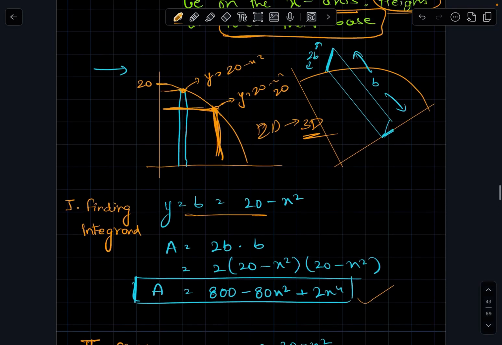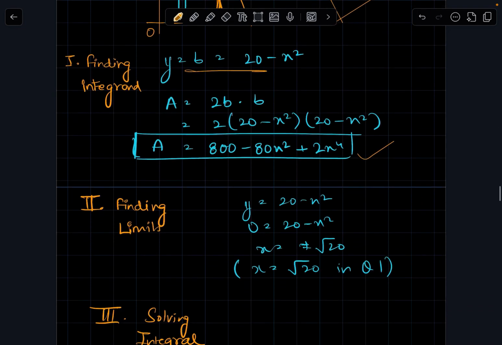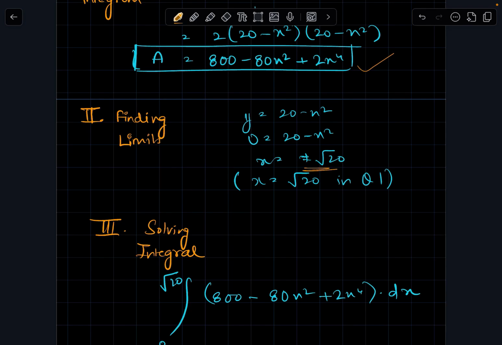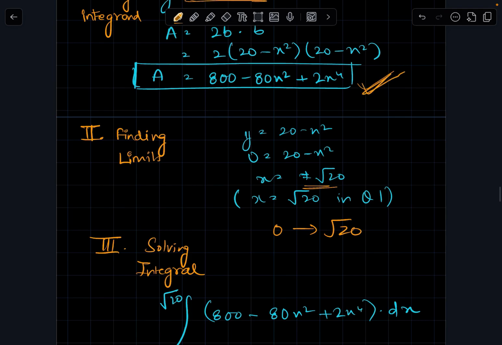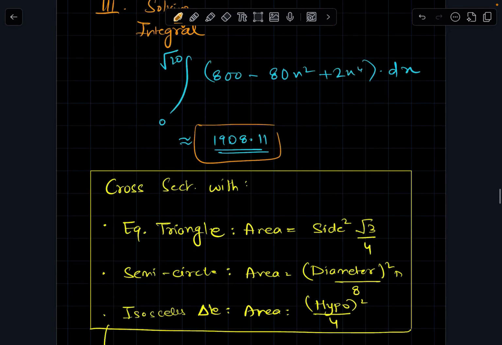Now to find the limits, since we are integrating from x1 to x2, which are two x coordinates, we are going to integrate from 0 to whatever this point is, and that is your root. We're going to be taking the positive root in this case, since the question has asked us to integrate for the first quadrant. So your root is root 20. Now we have the limits 0 to root 20, and we have the equation as well. Now we have to solve the integral, which results in 1908.11 approximately. You can solve the integral yourself, and these are the three steps you have to follow, right?